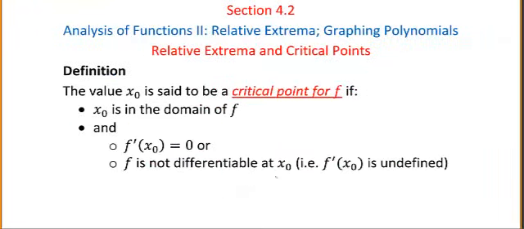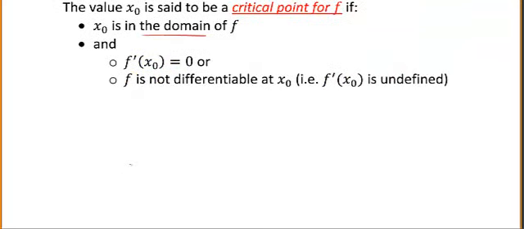All right, now let's go on to talk about the idea of a critical point. The value x0 is said to be a critical point for f if it meets a couple of conditions. First of all, x0 has to be in the domain, and second, the first derivative either has to be 0 or the first derivative has to be undefined. The function is not differentiable at x0. So if either the first derivative is 0 or undefined, then we have a critical point.